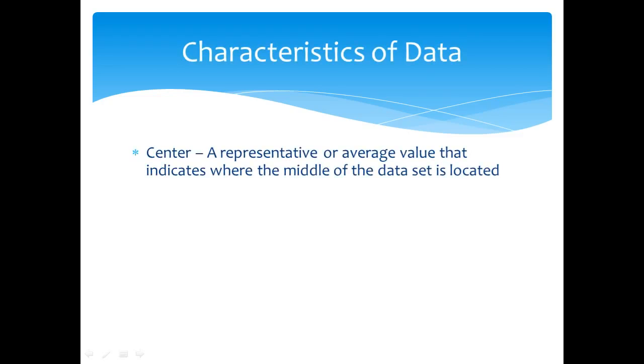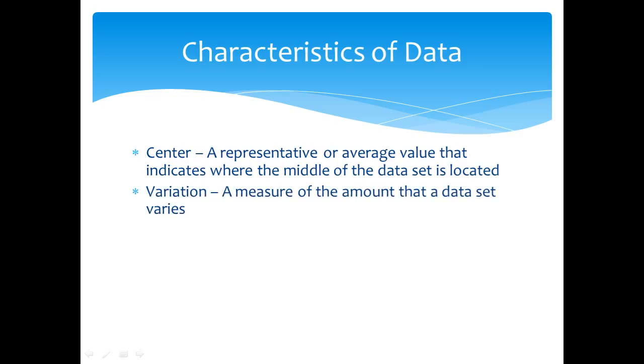So let's start with characteristics of data. First of all, the center is a representative or average value that indicates where the middle of the data would be located. That's obviously very self-explanatory. Variation, we talk about a measurement of the amount that a data set varies. Typically, we don't want a lot of variation. We'll talk a lot about what that means when it comes to the standard deviation.